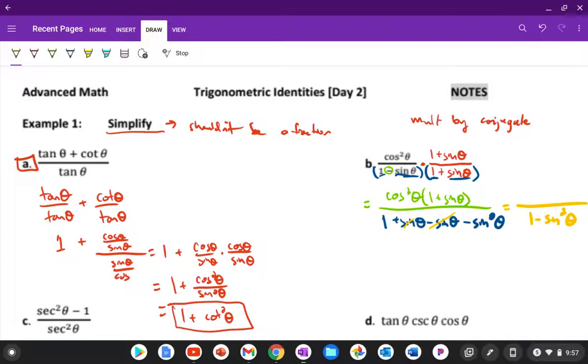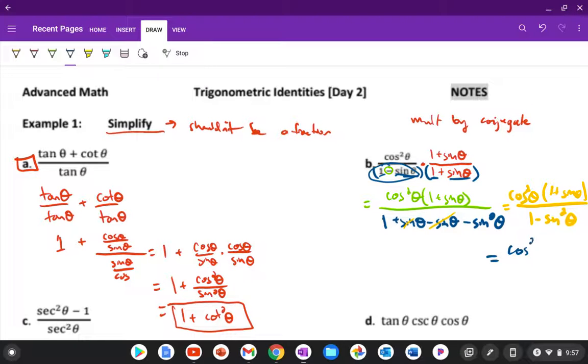All right, now it might not seem like that's helpful at this point, but trust me, it is. Some of these you just got to play around with and work until you can cancel. So that's what we're left with. Now, the reason why that's a good thing is because we can replace 1 minus sine squared theta, but we couldn't have replaced just 1 minus sine of theta. We didn't have a trig identity for that one. But we do know 1 minus sine squared theta is cosine squared theta.